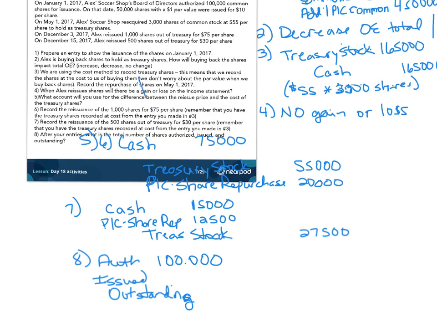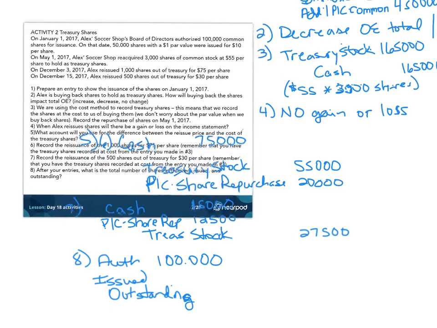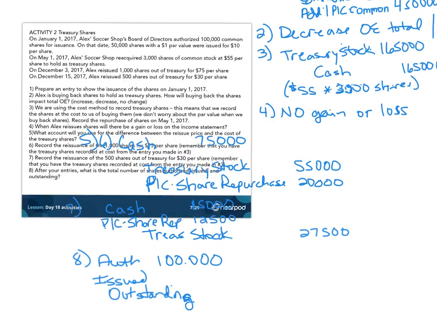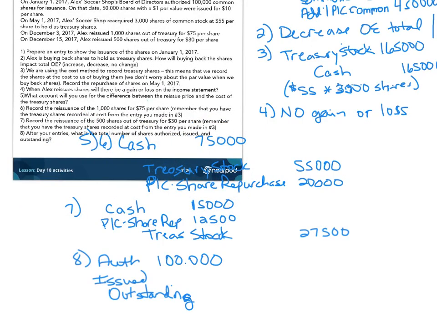How many shares have been issued? You're going to look and say, okay, up at the very top, we issued 50,000 shares. That's another thing to take note of. The issued shares isn't going to change unless you retire shares, which we have not done. We've bought some shares back. That is not the same as retiring them. So we have 50,000 shares issued.